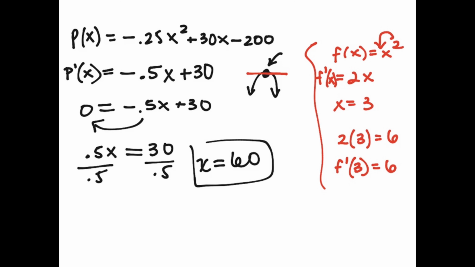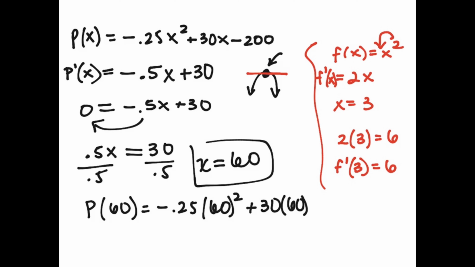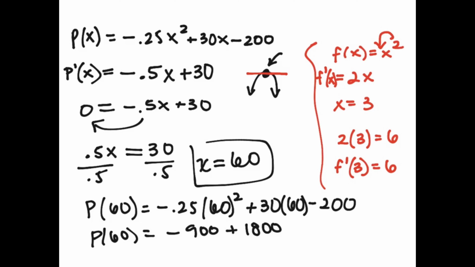And if I wanted to figure out what that profit is, I would say profit when I sell 60 tickets is equal to negative 0.25 times 60 squared plus 30 times 60 minus 200. And then I would write what this answer is, and that would give me the highest profit I would be making. So at the end, I'm going to get negative 900 plus 6 times 3 is 18, add the 2 zeros, minus 200. So in this case, the highest profit that I will be making is 700.